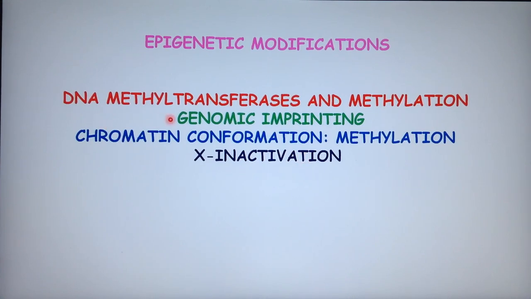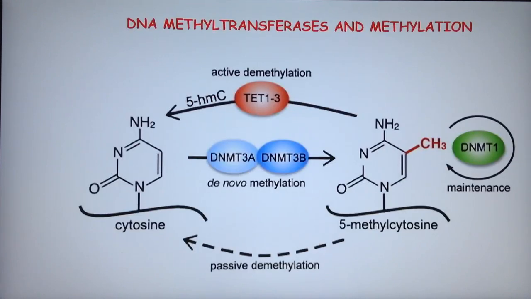So we'll start with DNA methyltransferases and methylation. Here we can see the cytosine residue which is present on the DNA. DNA has 4 nucleotides, and one of the nucleotides is cytosine. Cytosine is methylated at the 5th position, and this becomes 5-methyl cytosine. DNA methyltransferases bring about the methylation of cytosine.